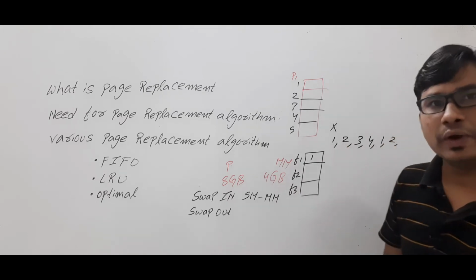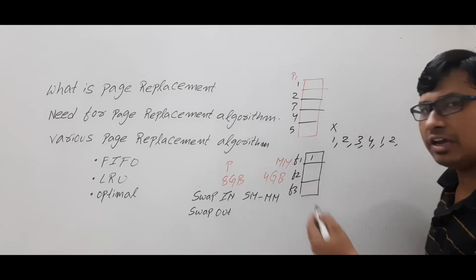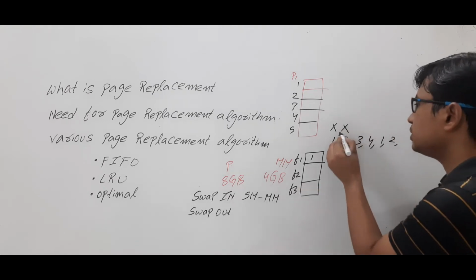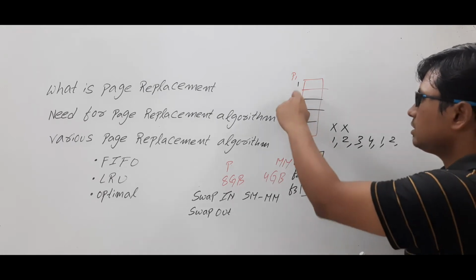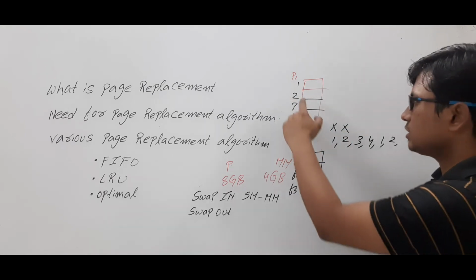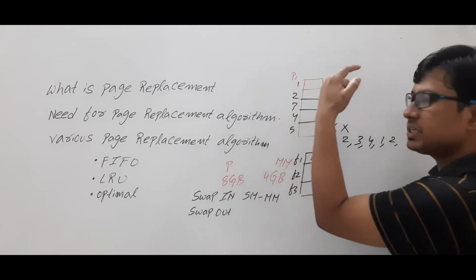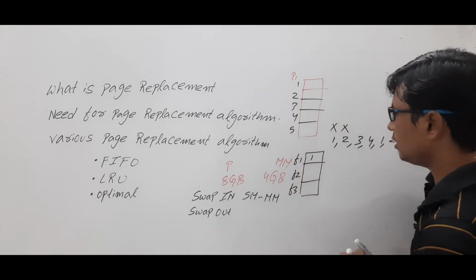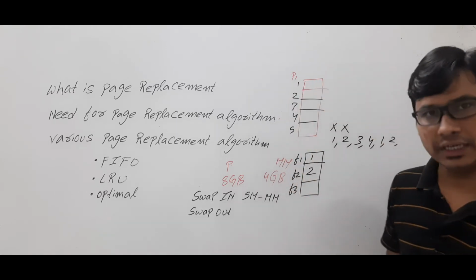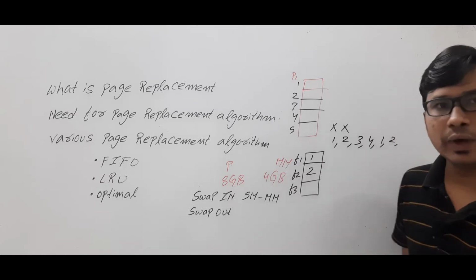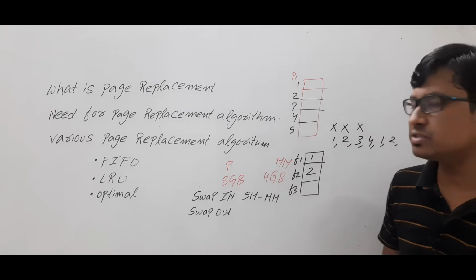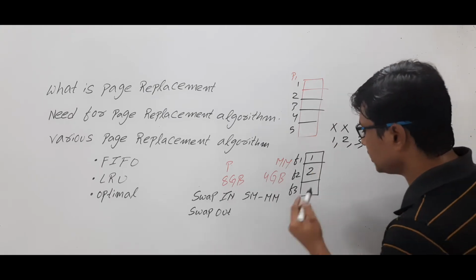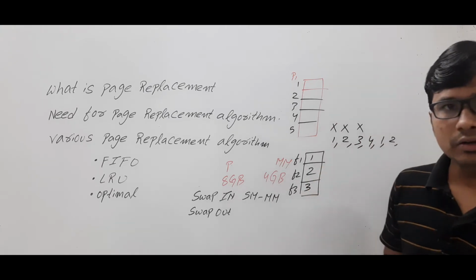Now the CPU is trying to access page number 2. Is it available? No, it is not available. So it is a page fault. Are you able to understand? So the CPU wants page number 2. It is not there. So page number 2 will be loaded in the main memory in frame number 2. Let's consider now the CPU is trying to access page number 3. It is not available. So it is a page fault. So it will be loaded in the main memory. Are you able to understand?